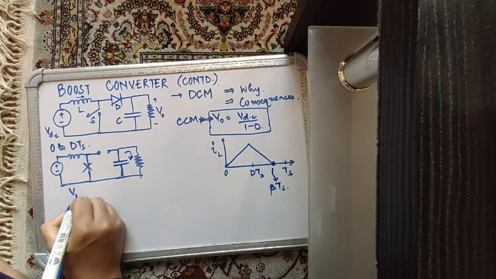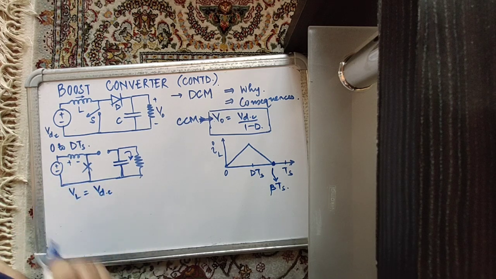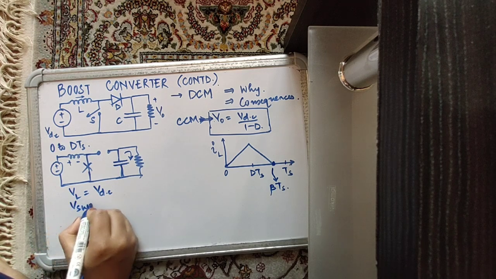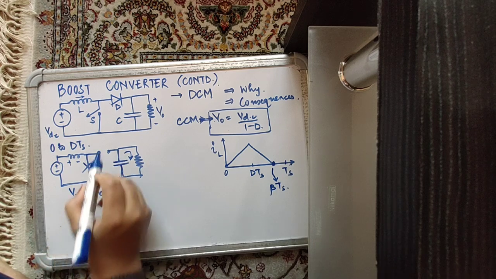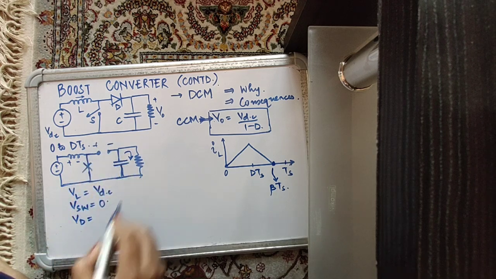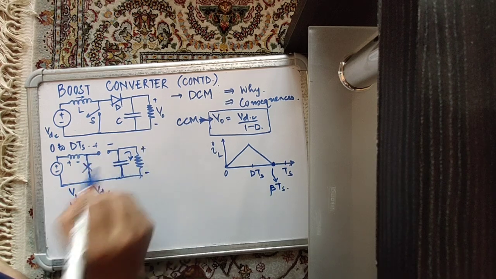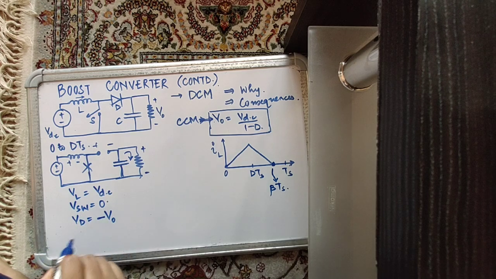The voltage across the inductor is VDC, as the inductor is directly connected across the source. The switch is conducting, so the voltage across the switch is 0. The diode is not conducting, so the voltage across the diode, the way you've connected it, is minus V0. If you apply KVL, the minus sign implies that it is blocking negative voltages. Well and good, because it can block only negative voltages.